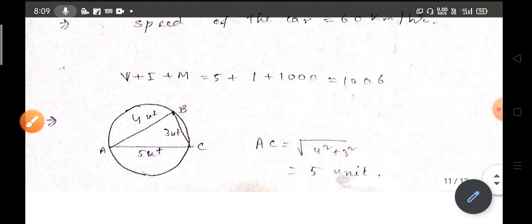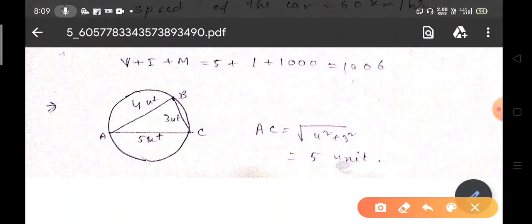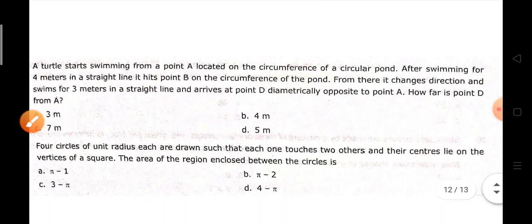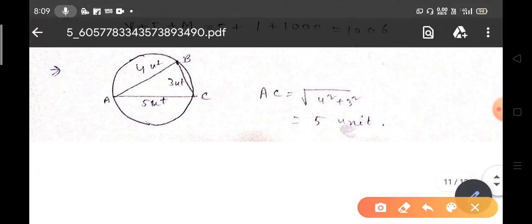So trigonometry tells you AD equals root over 4 square plus 3 square. This side is 4 units, this is 3 units. So root over 4 square plus 3 square is 5 units. In the question it has been given that this is D, asking how far point D is from A. So the distance between A and D is 5 units.